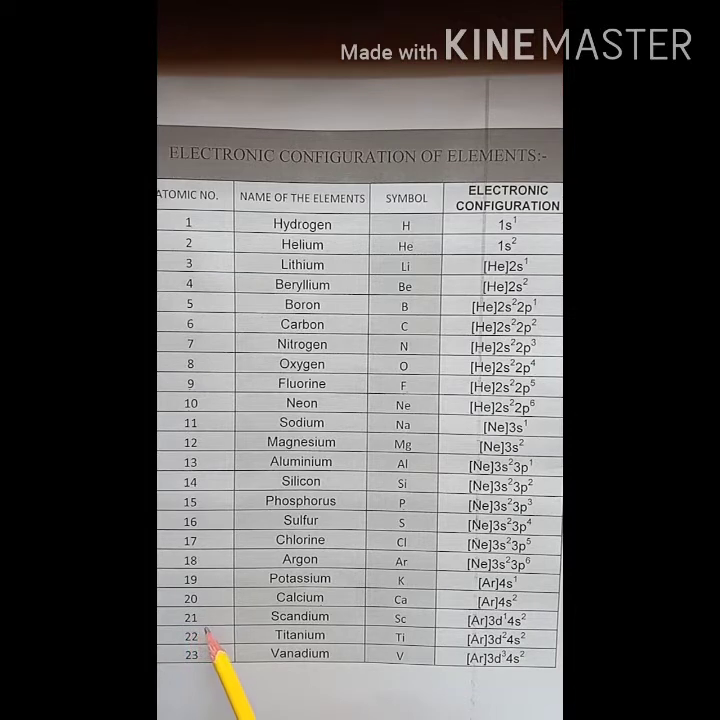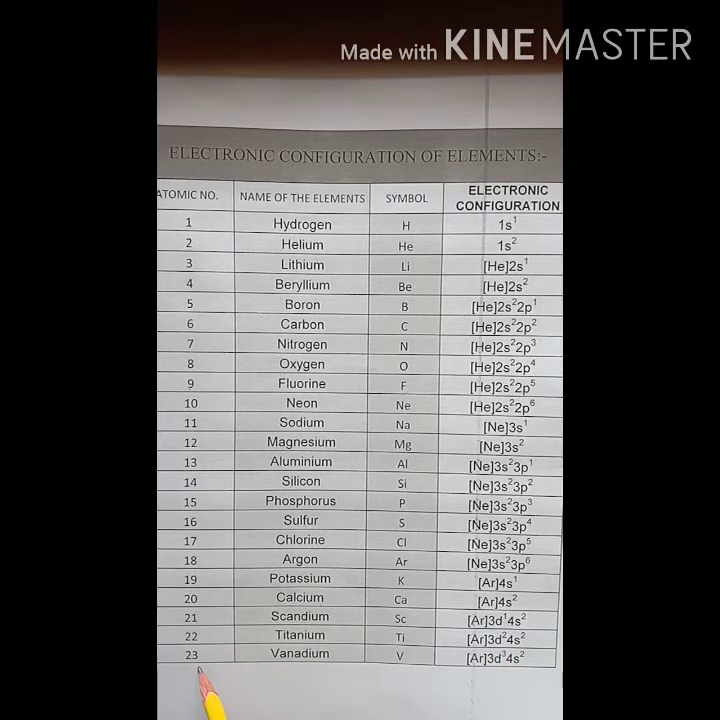The next atomic number is 21. The name of the element is scandium. Symbol is Sc. The electronic configuration is [Ar] 3d1 4s2. The next atomic number is 22. The name of the element is titanium. Symbol is Ti. Electronic configuration is [Ar] 3d2 4s2.